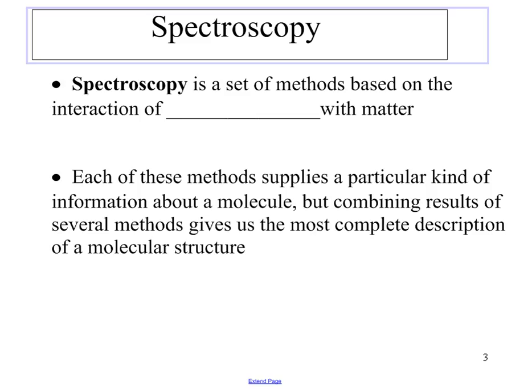We're going to use several methods to try to figure out the identity of an unknown molecule. Many of those are spectroscopy. Spectroscopy is a set of methods based on the interaction of energy and matter, and the energy has to be the specific wavelength. There are many types of spectroscopy. Each of them gives us some information, and if we put them all together, we can figure out the structure of a new compound.